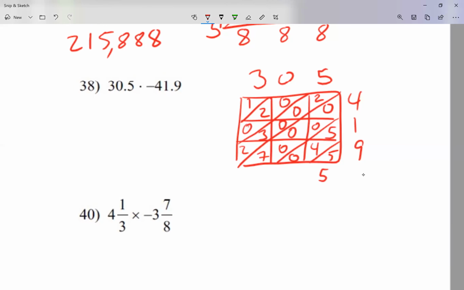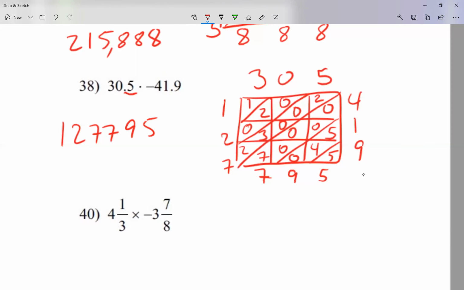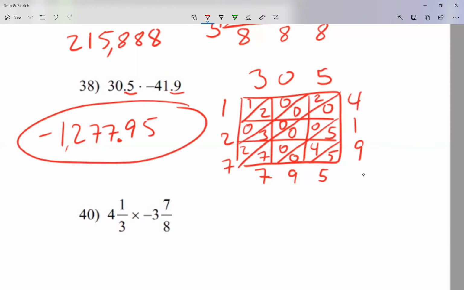And I add my rows, that's a 5, that's a 9, that's a 7, that's a 7, that's a 2, and that's a 1. Okay. So let me write my digits. 1, 2, 7, 7, 9, 5. There's 1 decimal place, there's 1 decimal place, so my answer will have 2 decimal places. And then positive times a negative is a negative. So I have negative 1,277.95. Pretty cool.